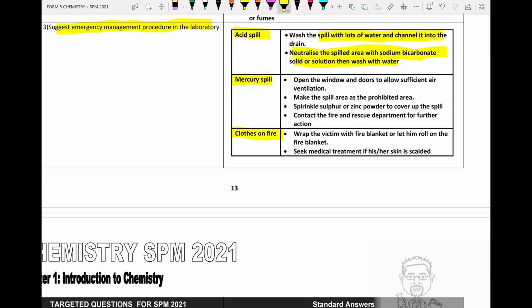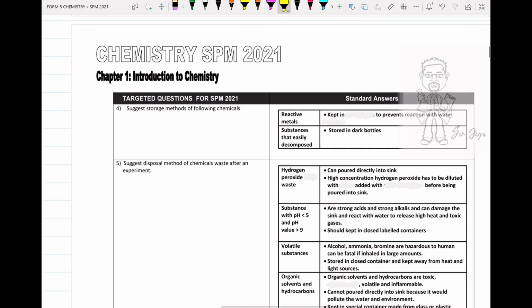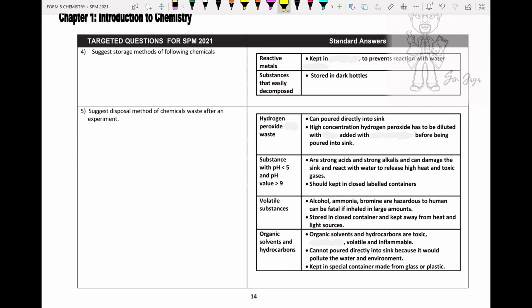Please study clothes on fire. Wrap the victim with the fire blanket and roll on the fire blanket. Seek medical treatment. All right, so we move on to the next one. Suggest a storage method for the following chemicals. We have a few, so I'll take the important one, reactive metals.